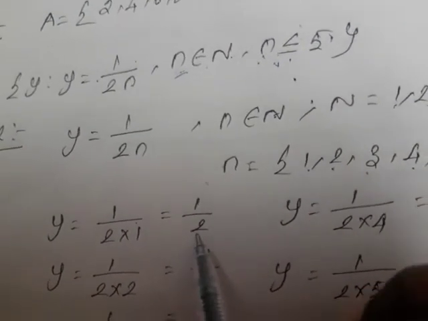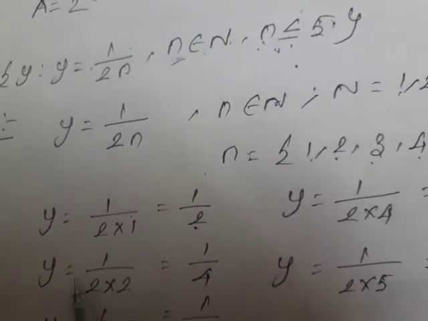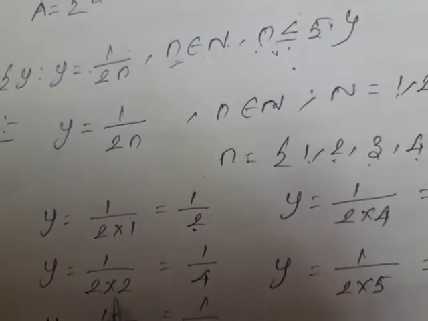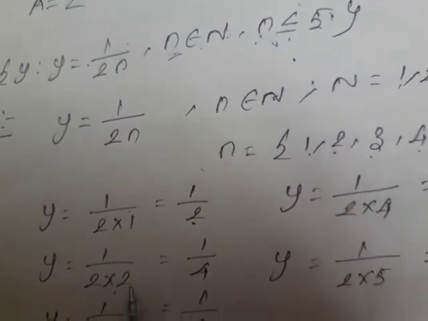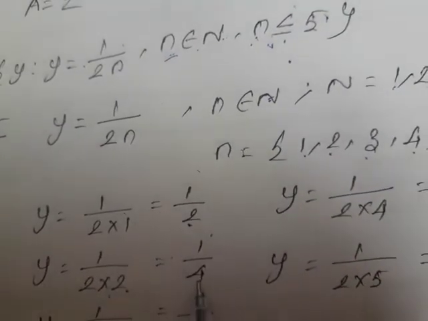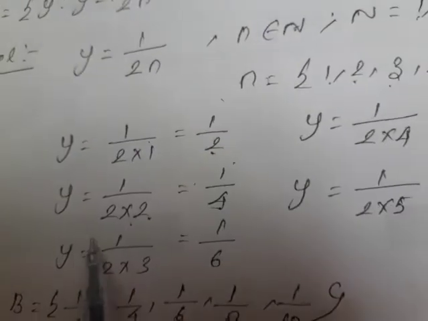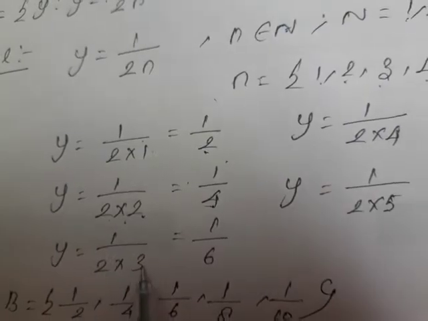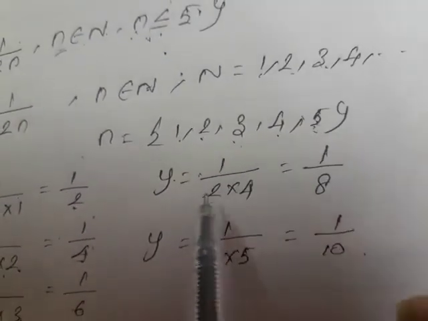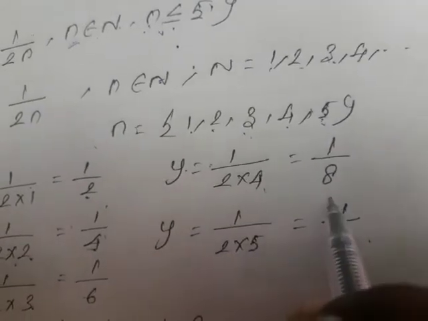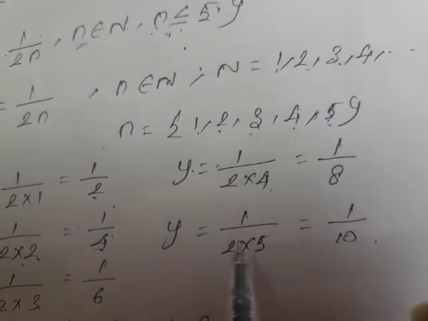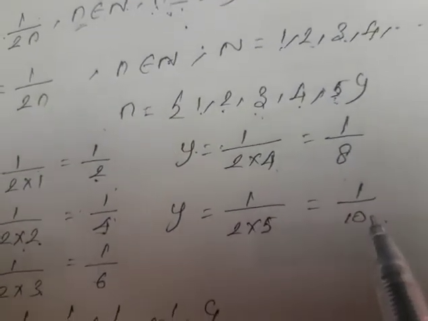1 by 2. Second one is what? Y is equal to 1 by 2 into, instead of n I have to substitute 2. So 1 by 4. Like this, y is equal to 1 by 2 into 3, 1 by 6. The same thing, y equal to 1 by 2 into 4, 1 by 8. Y is equal to 1 by 2 into 5, 1 by 10.